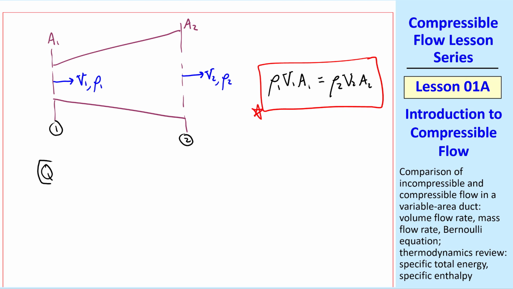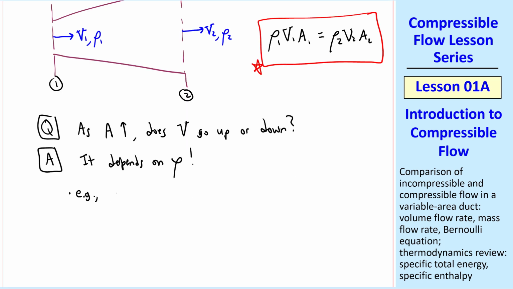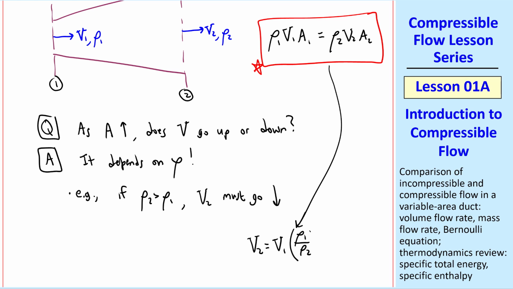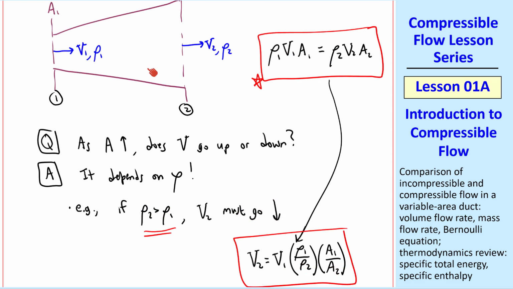But I ask a question here. As the area increases in this duct, does V go up or down? The answer is that it depends on rho. It can do either. For example, if density increases, ρ2 greater than ρ1, then speed V2 must go down. It must decrease. We see this by solving for V2: V2 equals V1 times ρ1 over ρ2 times A1 over A2. In this case, with ρ2 greater than ρ1, this is less than 1, and this is less than 1 by our geometry, since we're assuming an expanding duct.